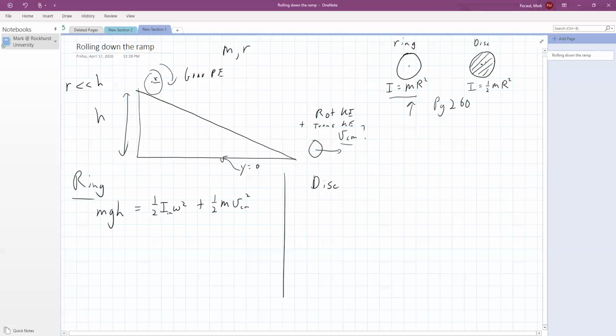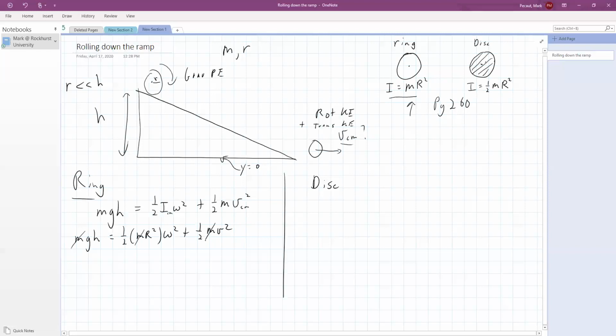Remember that I for the ring is 1/2 mr squared. So let me go ahead and put that in, and I get 1/2 mr squared omega squared plus 1/2 mv squared. Now you probably noticed that m is in every term here, so I can cancel that.